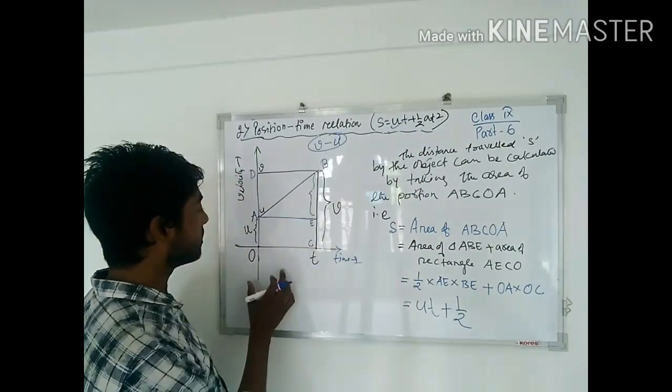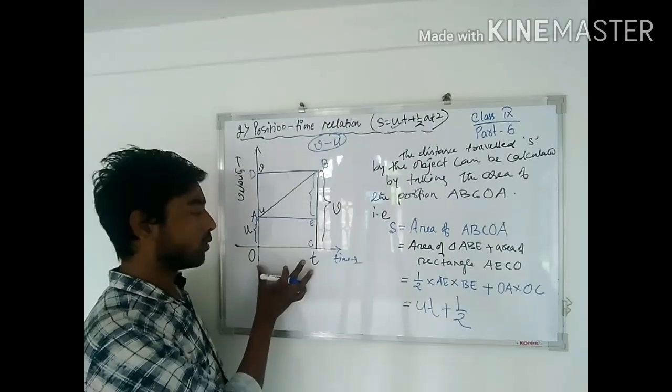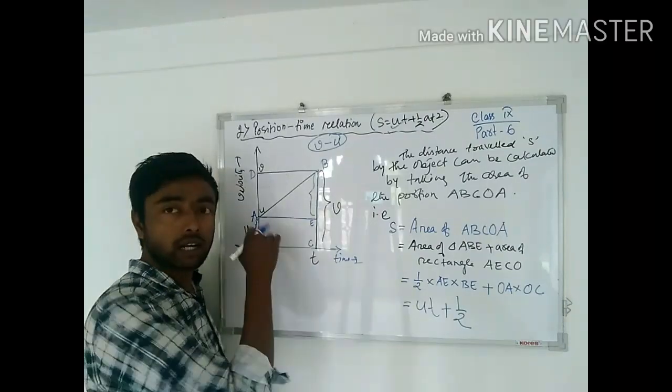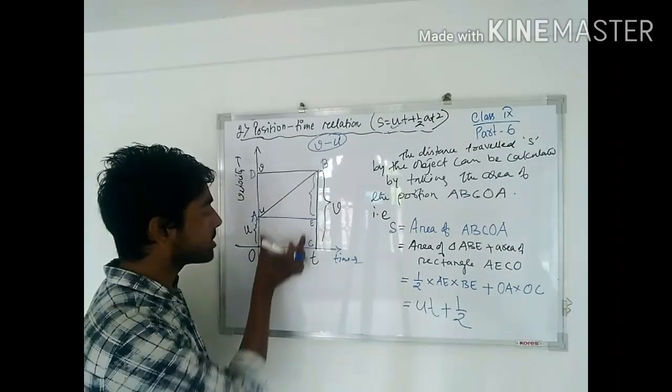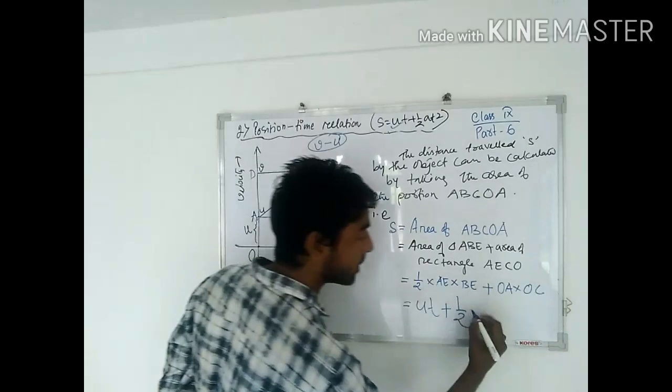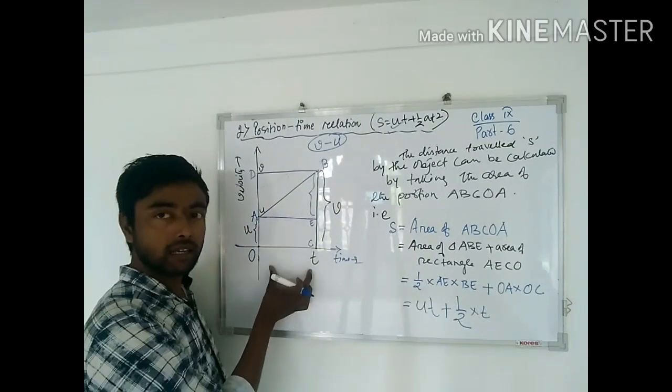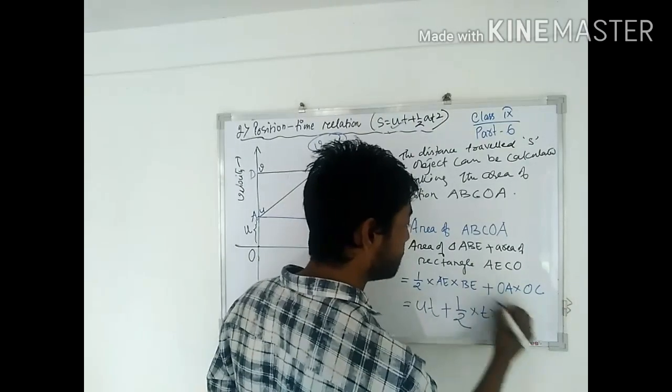What is AE? AE is equal to what? OC ना? AE is equal to OC. You see? This is a rectangle. Rectangle का opposite side equal होता है. So AE is equal to OC. How much it is? T. Can I write T? In place of AE, can I write T? Yes. Into how much? BE.